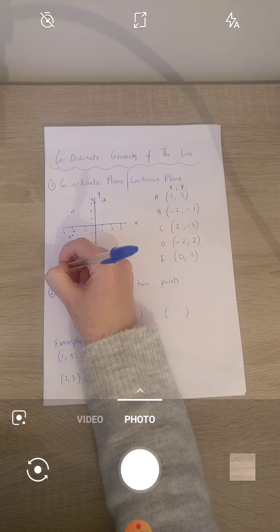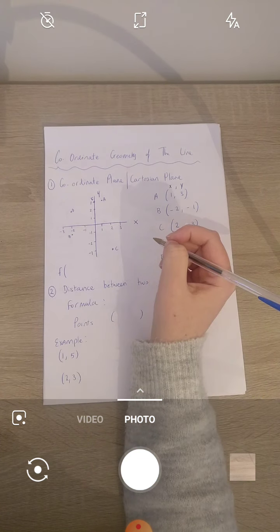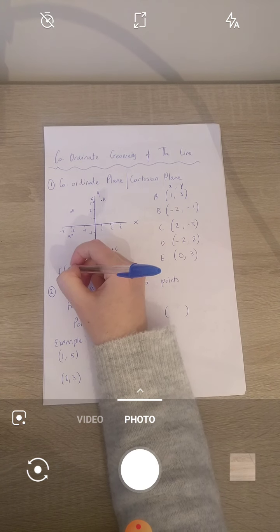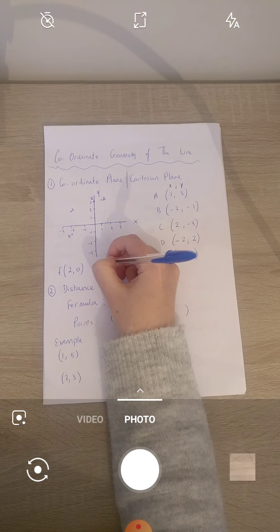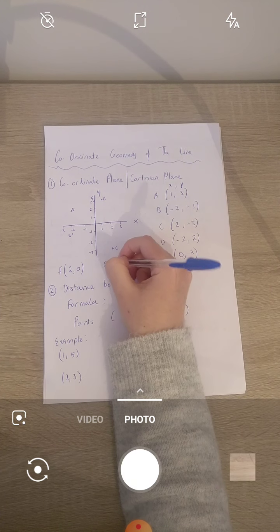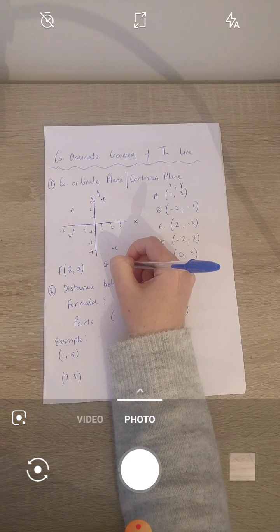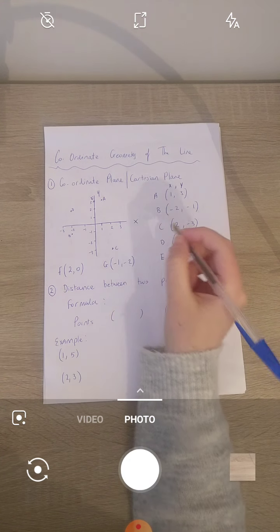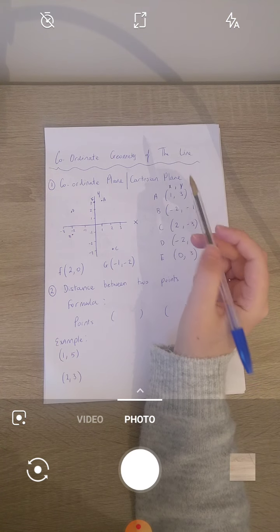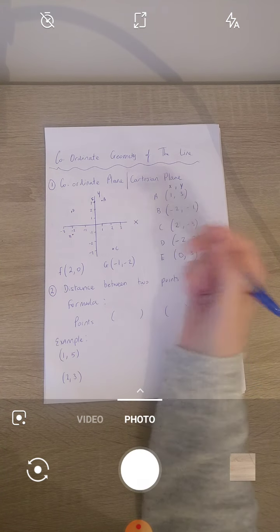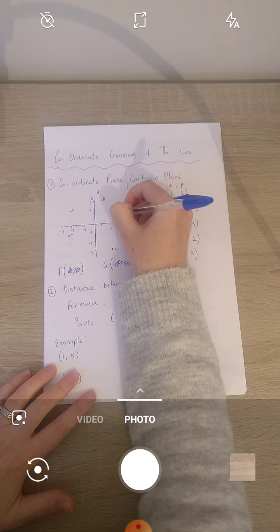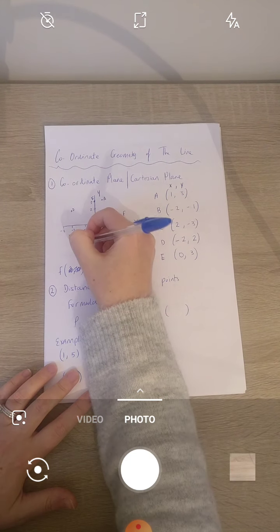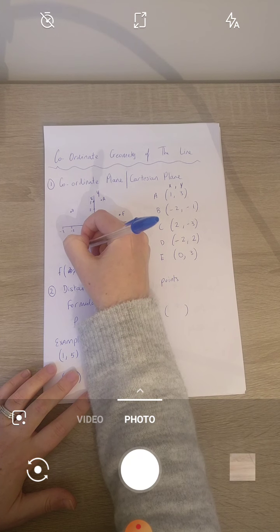So let's look at F. They're going to say to you to label F, which I'm going to say is 2, 0. And G, I'm going to say is -1, -2. Sorry, I've done that backwards. What I'll do is I'll just put F here, and I'll put G here.